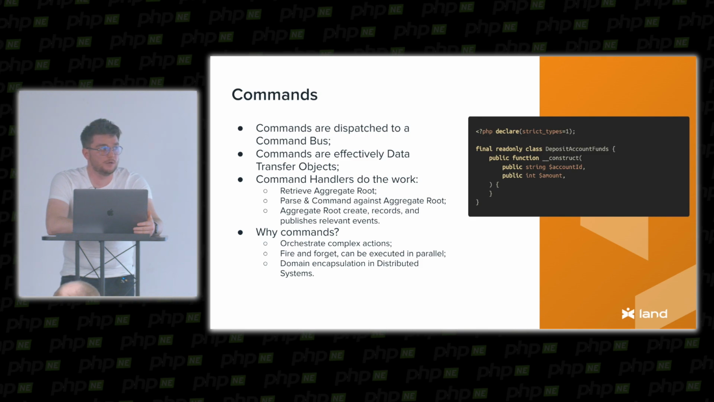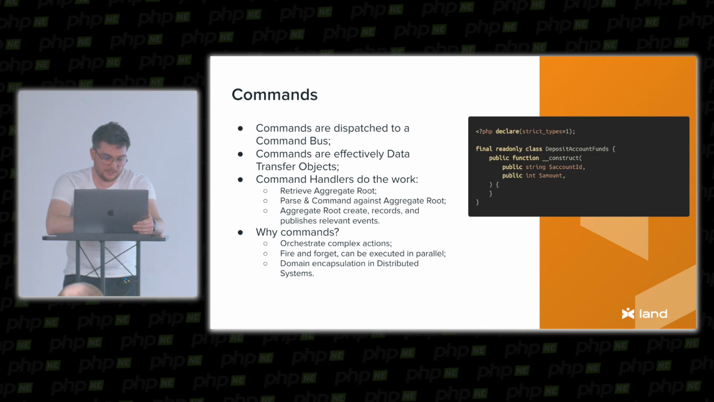So if you had that in an HTTP controller that receives a request, you wouldn't go and manually pull out the aggregate root and then create an account. You would just build a command and dispatch it to the bus and let the system figure it out. And the aggregate root then creates the events.